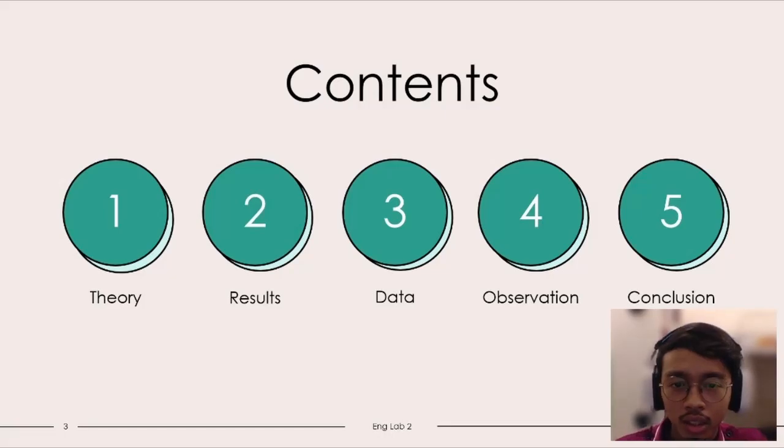Next are the contents: first, theory; second, results, data and observation; and also conclusions.